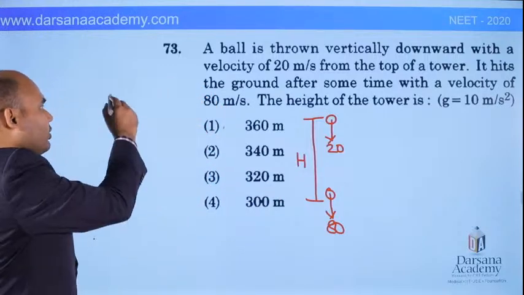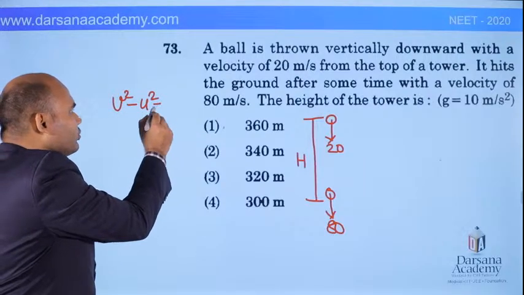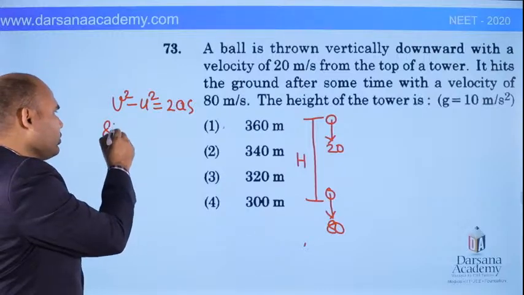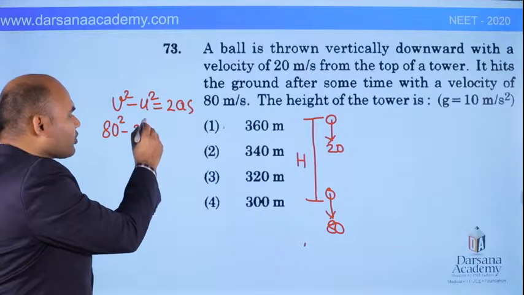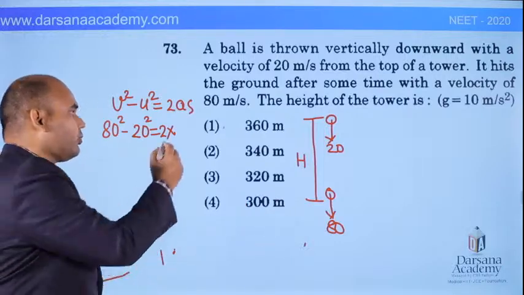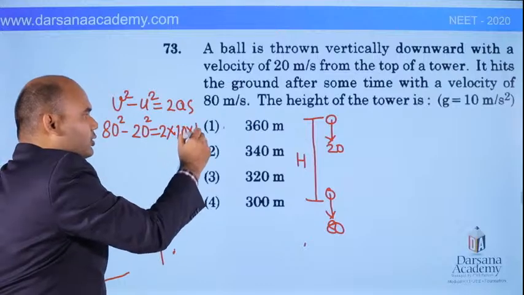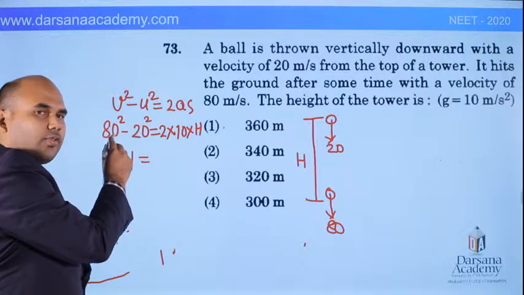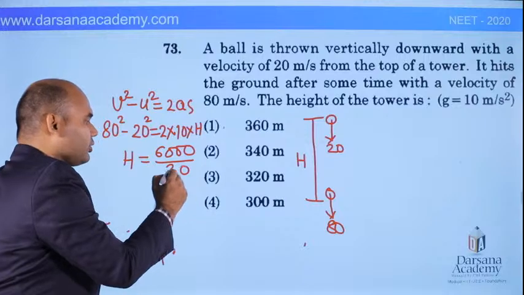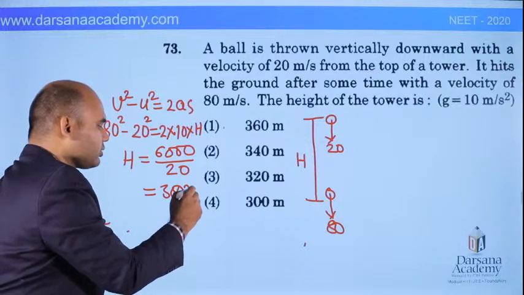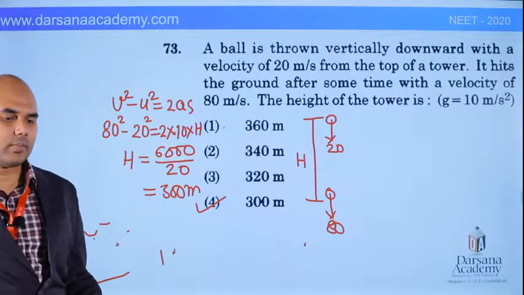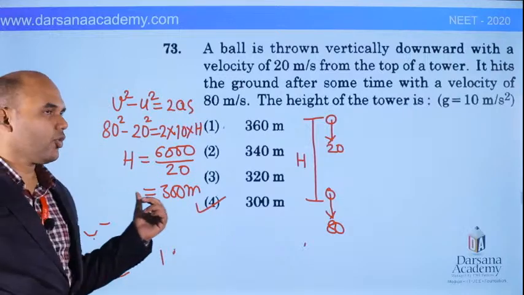So simply v square minus u square equals 2as. So v is 80, so 80 square minus 20 square equals 2 into a, where a is acceleration due to gravity, 10 already given, into h. So what will be h here? 6400 minus 400, 6000, divided by 20. So it will be 300 meter. So the fourth option is correct. Okay. So let us move to the next problem.